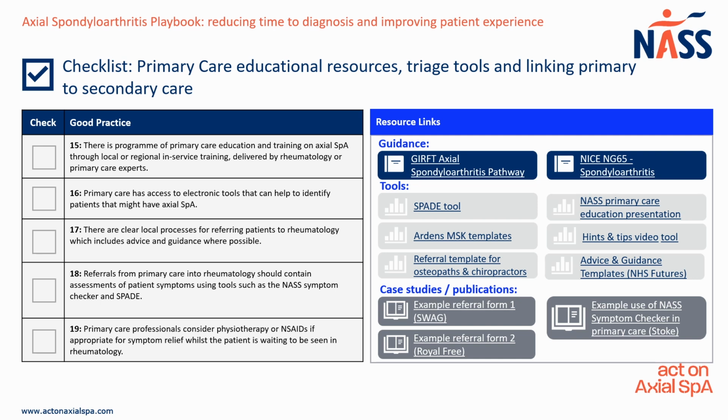And primary care professionals should consider physiotherapy or NSAIDs if appropriate for symptom relief, whilst the patient is waiting to be seen in rheumatology. On the right, there is a list of helpful resources and tools to aid your assessment for Axial SpA and potential referral onto rheumatology, including the Get It Right First Time pathway, NICE guidelines for spondyloarthritis, and the SpA tool, which can be used to help understand the probability of Axial SpA in your patients.